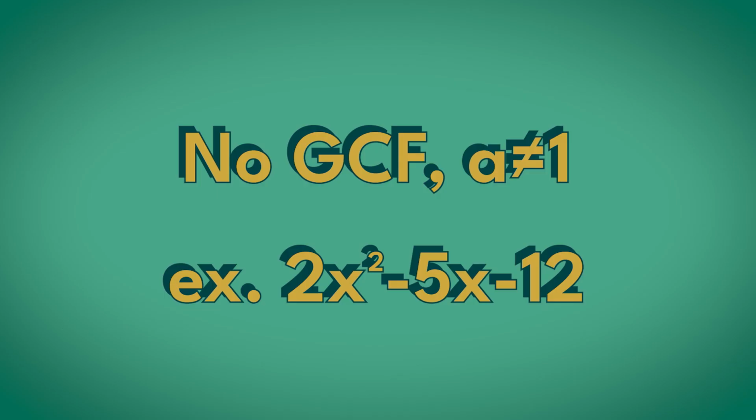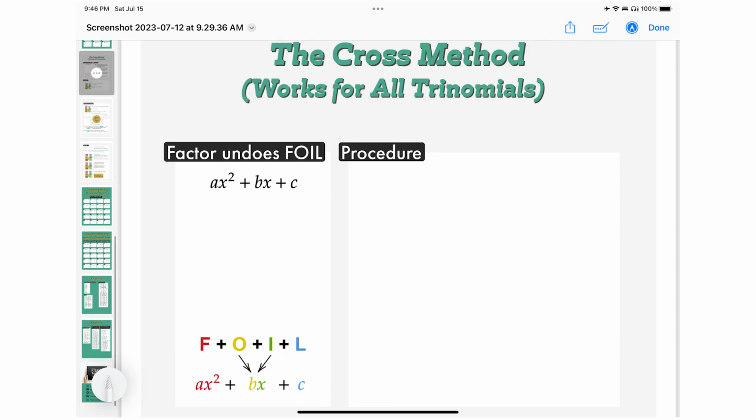What if the coefficient of the first term is not 1, but there's no GCF? We can use the cross method. The reason why the cross method works is because factoring undoes FOIL. So if we have a surefire systematic way to find out what the factors are, we can factor these trinomials quite easily.